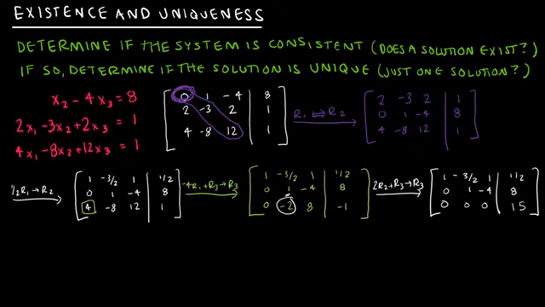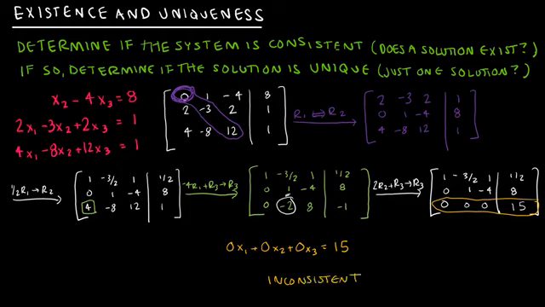So we're going to stop right now because remember what this means. This says 0x1 plus 0x2 plus 0x3 is equal to 15. Well, that is impossible. And because it's impossible, that means no, there is no existence. So this is an inconsistent system. So no solution. And is it unique? Well, obviously, we don't have to check that if there is no solution. So inconsistent system in this case.